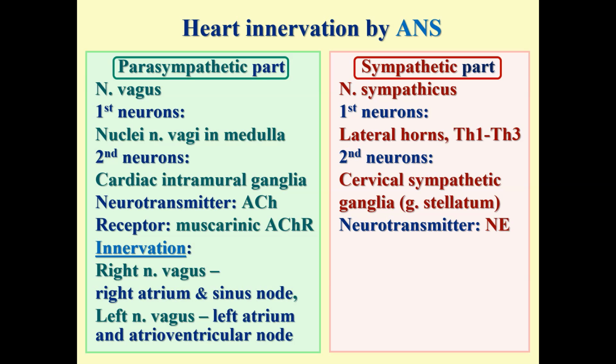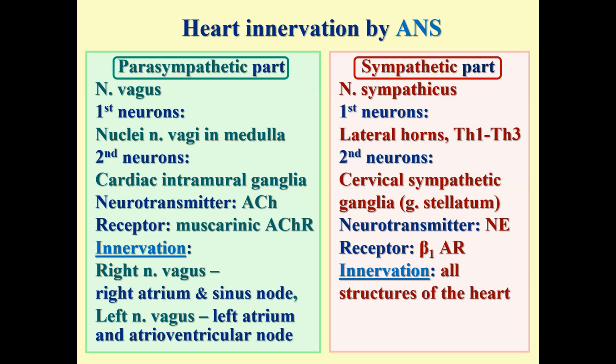And this transmitter binds to receptors of different types, but in the heart this is the beta-1 adrenergic receptor. All beta receptors, I hope you remember, operate through cyclic AMP. The adenylyl cyclase pathway is activated and cyclic AMP is produced. Cyclic AMP further activates protein kinase A, which phosphorylates numerous substrate proteins. And innervation here goes to all structures of the heart.